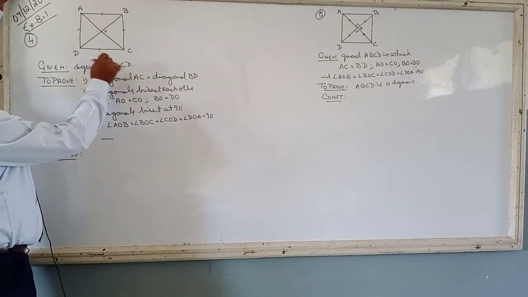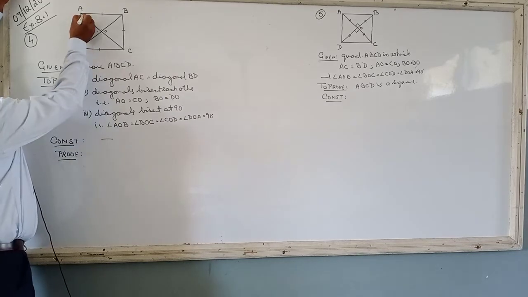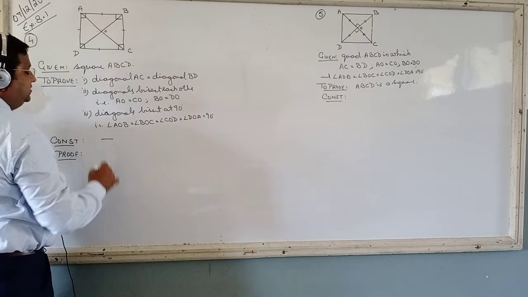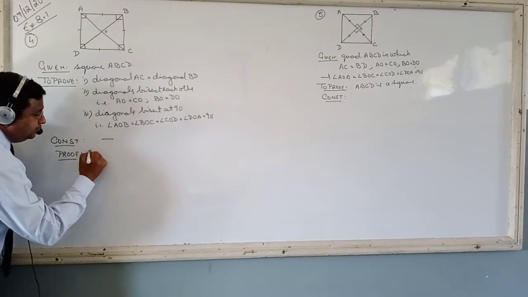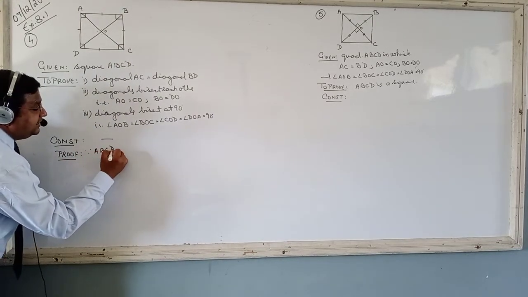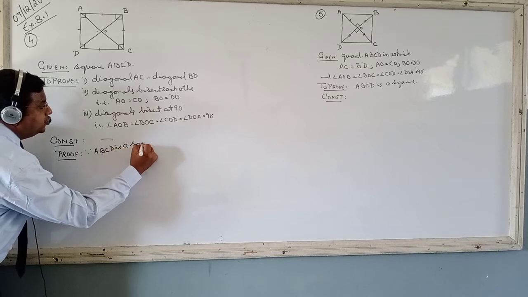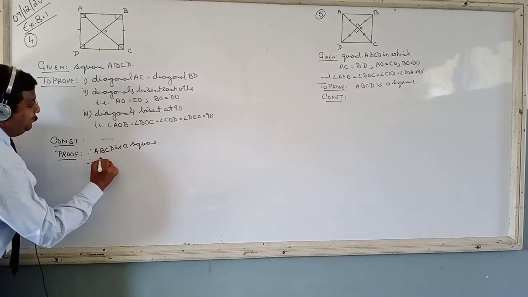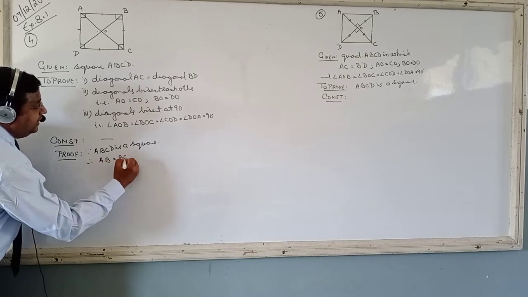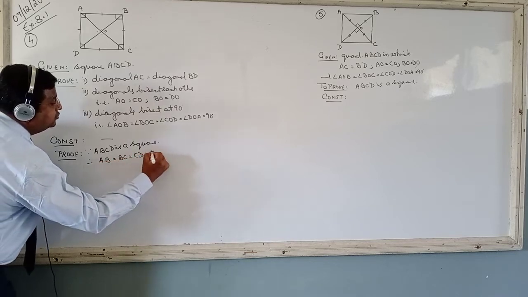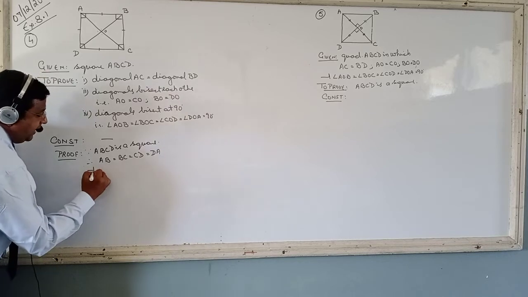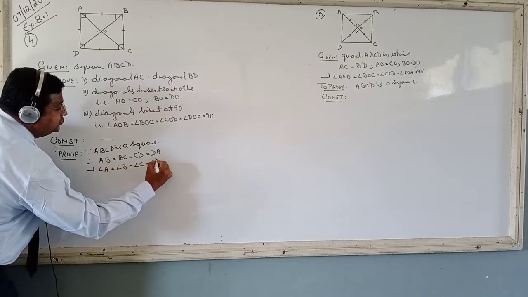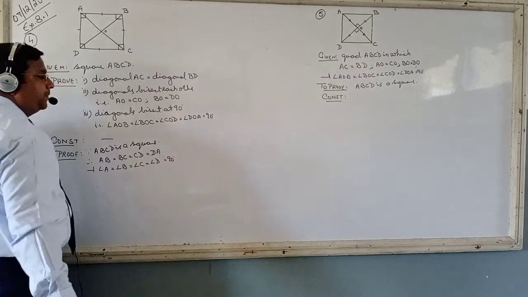Since ABCD is a square, are all these angles 90? Yes sir. All sides are equal as well. This is what we know. So, prove. Because ABCD is a square, therefore AB equals BC equals CD equals DA, and angle A equals B equals C equals D equals 90.